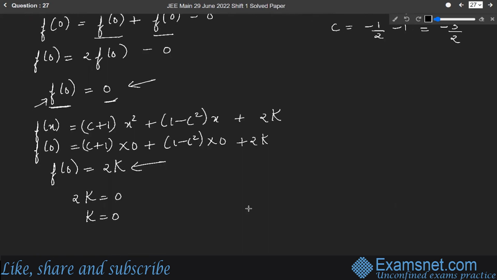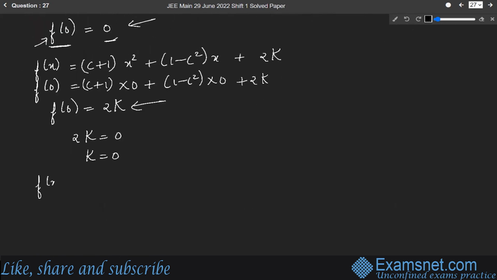What is f of x? F of x is equal to (c plus 1) into x square plus (1 minus c square) into x plus 2k. We have the value of k, k is equal to 0, and we have calculated the value of c now, which is minus 3 by 2. So we have to put the value of k and c to get the exact value of the function. I hope you are clear with this concept. If we have the value of c and k, then we can get the exact value of this function.